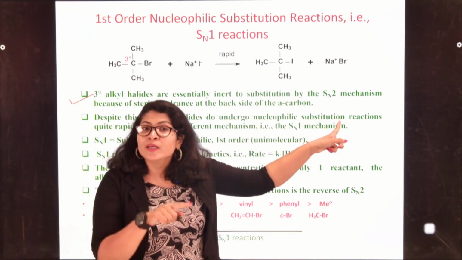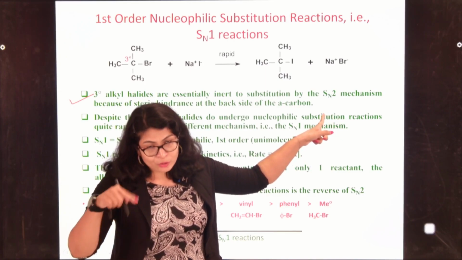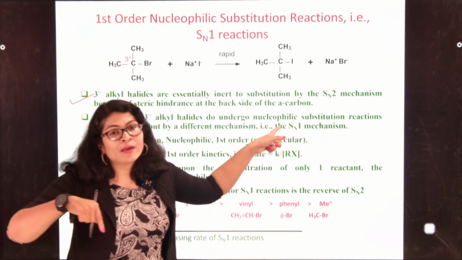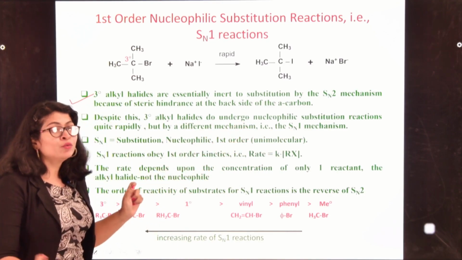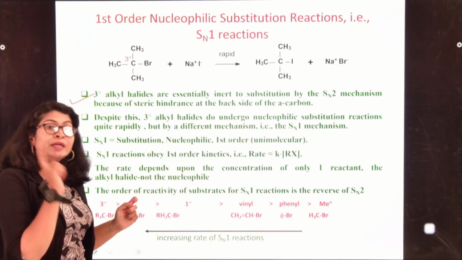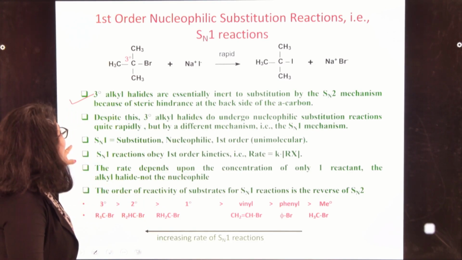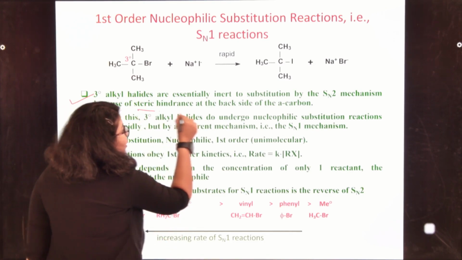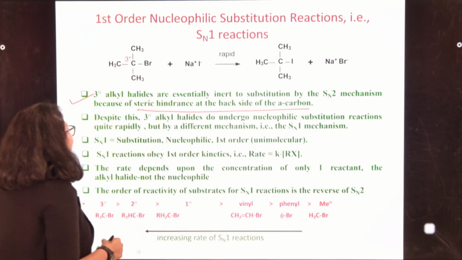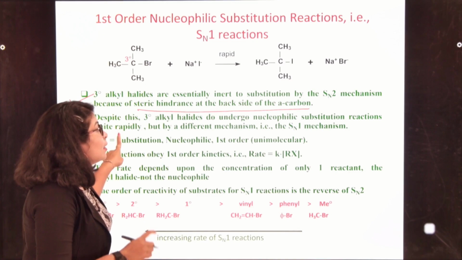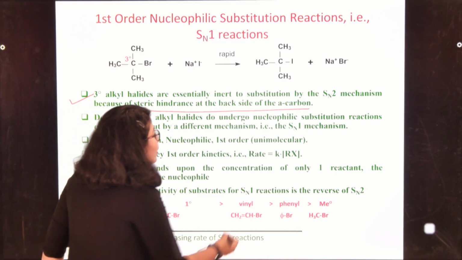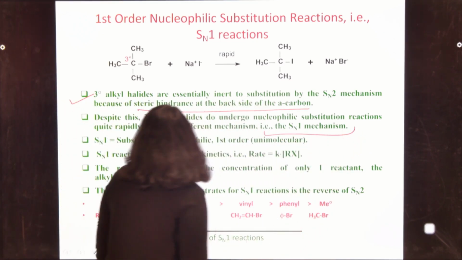Why? Because bulkier groups are present. The nucleophile has to compete with a lot of heavier groups in order to find the site of attack at the carbon center. Therefore, SN2 was not a feasible path for 3-degree hydrocarbons, because of steric hindrance at the backside of the alpha carbon. Despite this, 3-degree alkyl halides do undergo substitution quite rapidly, but by a different method called the SN1 mechanism.